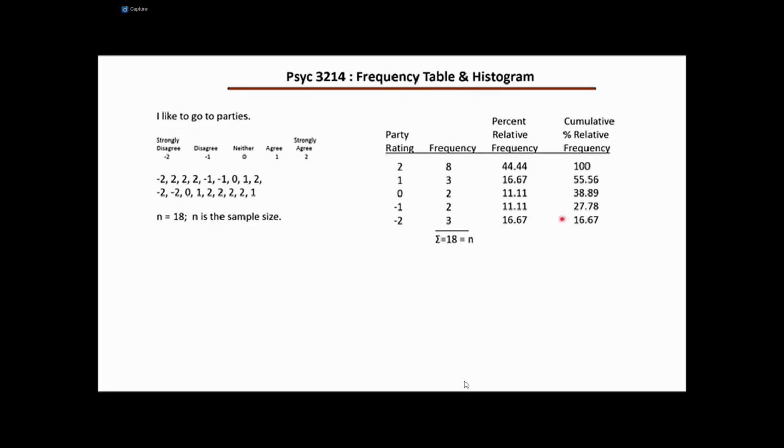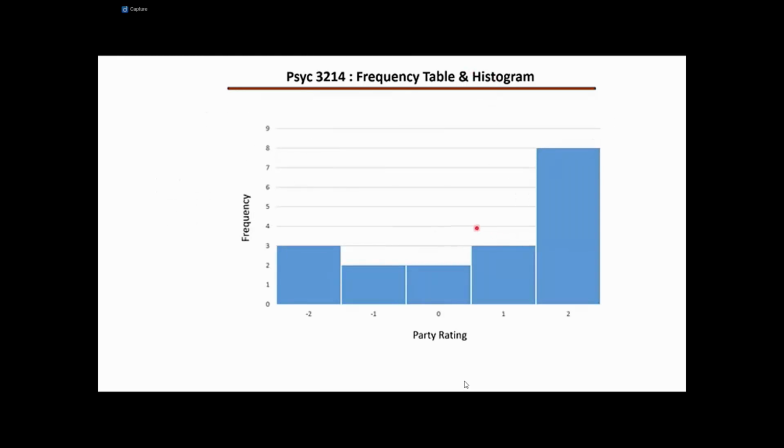All right, once we have the table completed, then we can go on and create the frequency histogram. So we can see here I've done that in Excel and just copied it over. You have the frequency as the y-axis, and here I scaled it up to 9 because 8 was the largest frequency. Start out at 0. Here is the variable, so we label that party rating, and then we have the low all the way up to the high value of 2 there, and there are the 8 2's and the 3 1's, 2 values for each of those, and then 3 values that were -2.